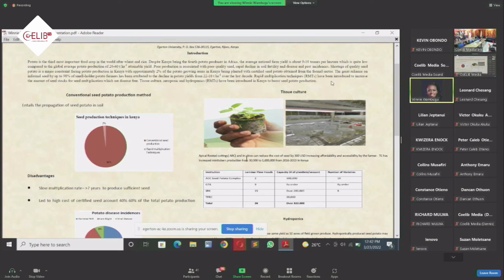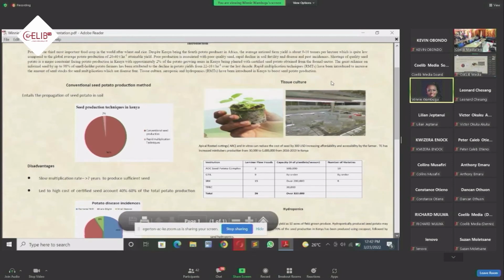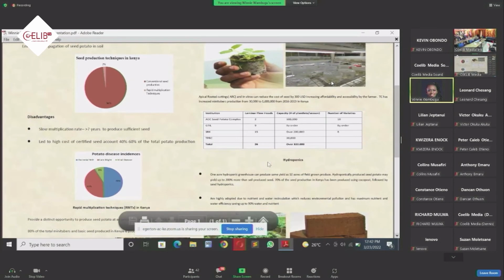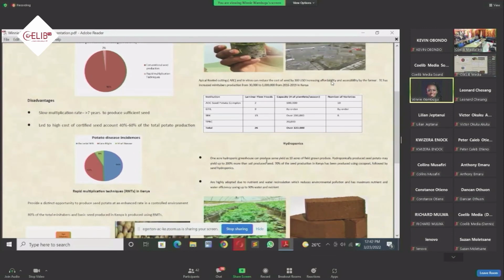Tissue culture has also increased mini tuber production in Kenya from around 30,000 to 1 million, that is in a span of 3 years. Major institutions: there are only 4 institutions in Kenya which deal with tissue culture production. That is the ADC Molo, which has a capacity of around 100,000 plantlets per season. The second one is Genetic Technology International Limited, which produces by order. We have Stockman Rosen Limited in Naivasha. It produces over 200,000 plantlets. And the Tigoni Potato Research Center, which produces 20,000 plantlets per season.